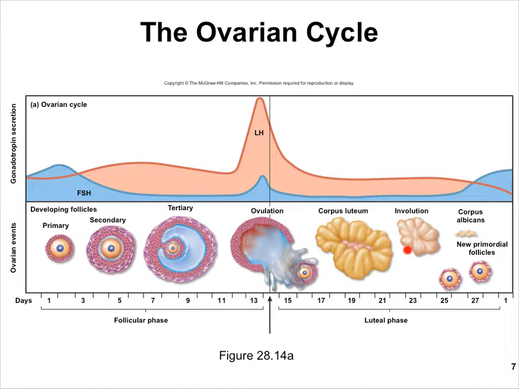This is what happens if pregnancy doesn't occur. If pregnancy does occur, then the corpus luteum will continue to thrive and will not undergo involution, at least not quickly.